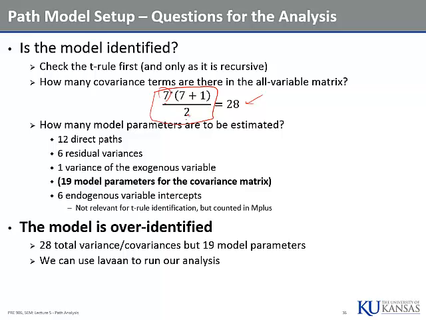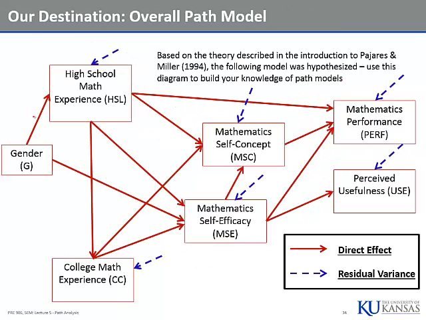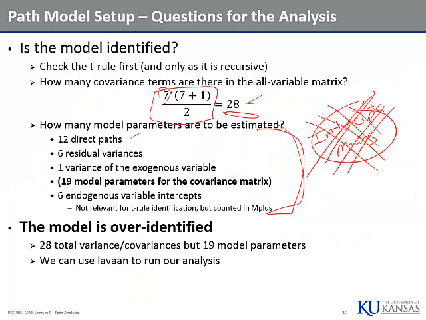So how many model parameters? Now you'll note I'm talking only about the covariance matrix here. These model parameters do not involve anything with intercepts or means. If we only use the covariance matrix, we can get rid of the intercepts and means and just count everything that's not an intercept or a mean itself, because the intercepts and means show up on the mean vector side, but all these other terms show up on the covariance matrix side. So here we have 12 direct paths. If you go back to our list, we have 12 arrows: 1, 2, 3, 4, 5, 6, 7, 8, 9, 10, 11, 12. I got 12. Hey, I counted.